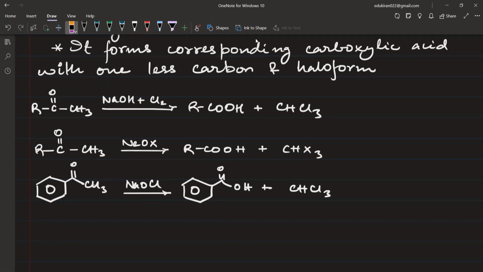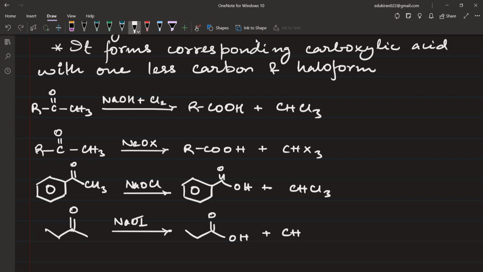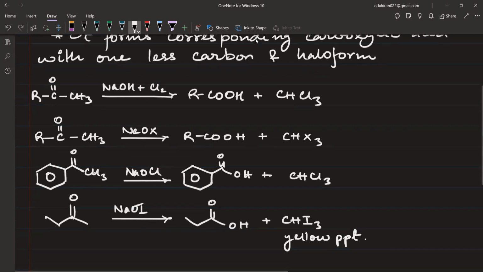So let's suppose you have a compound with C double bond O plus NaOI, then in this case you will get the carboxylic acid with 1, 2, 3 carbons, C double bond O, OH, plus CHI3, and this is a yellow ppt. So this acts as a test for which type of fragment? It acts as a test for the methyl carbonyl fragment. Please write these reactions down and then write a point.